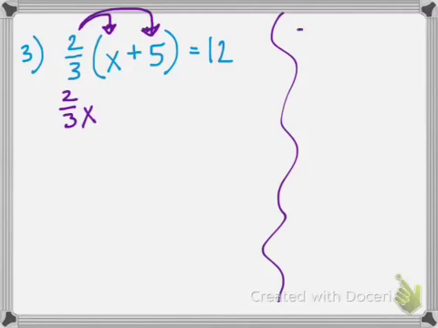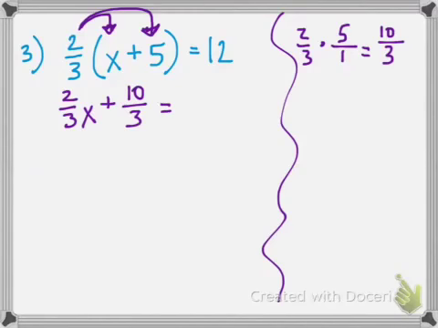So 2/3 times 5, so in other words, 2/3 times 5 over 1. So I multiply my numerators, 2 times 5 I know is 10, multiply my denominators, 3 times 1 is 3. So this becomes 2/3 x plus 10/3. Bring down my equal sign, bring down my 12. So now I have to get rid of my constant, so I subtract 10/3 from both sides.